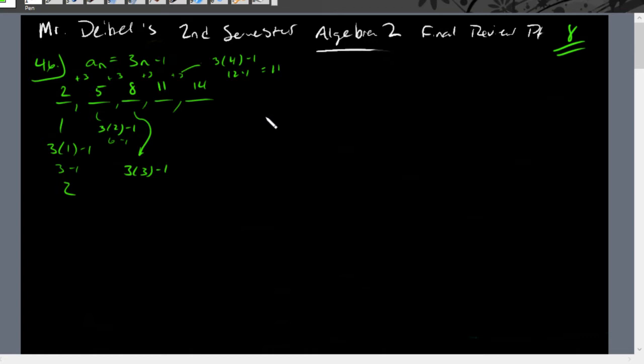Then it says, generate the 10th term. So find a sub 10. All you have to do there is plug 10 into n. And there you have it. 29. That is a 9.